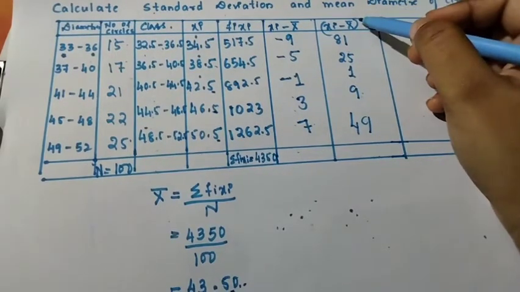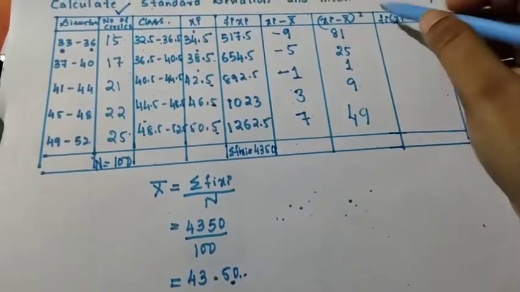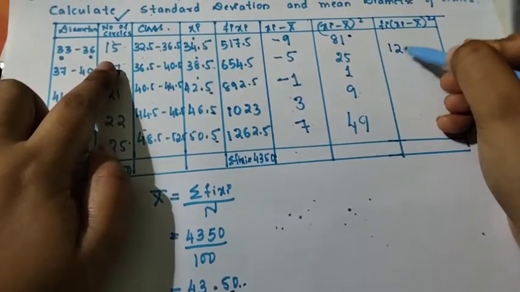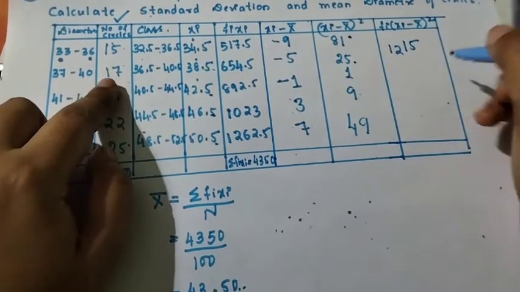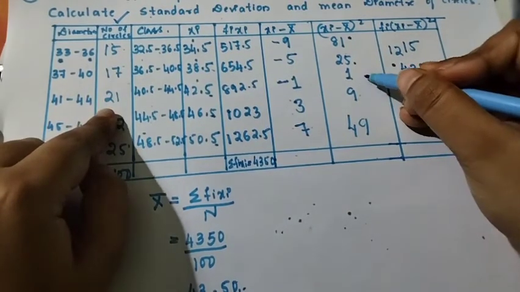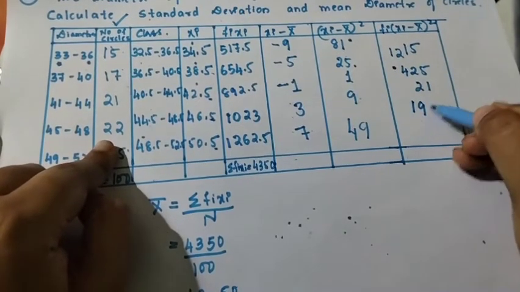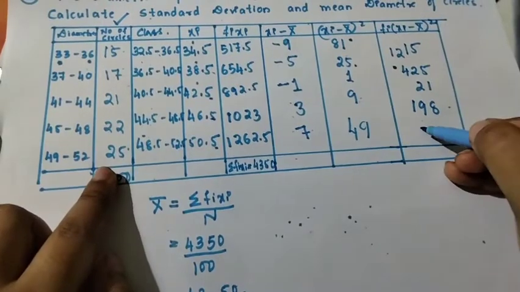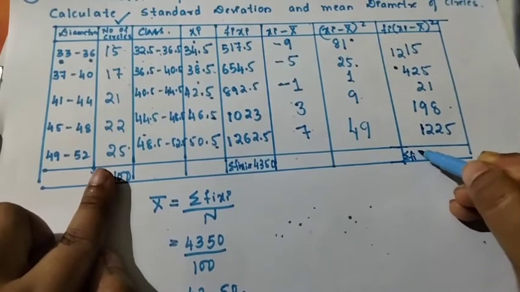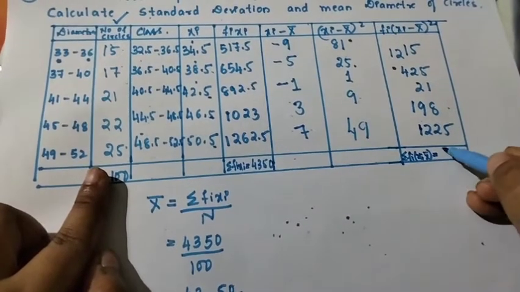Next you have to multiply xi minus x bar square with fi. The fi column is here. So multiply 15 into 81, you get 1215. Next 25 into 17 is 425. 21 into 1 is 21. 9 into 22 is 198. Next 49 into 25 gives 1225. Add all this, so this will be summation fi into xi minus x bar square, which is equal to 3084.